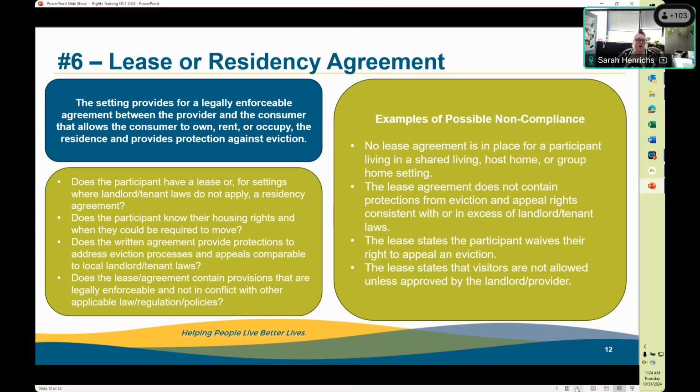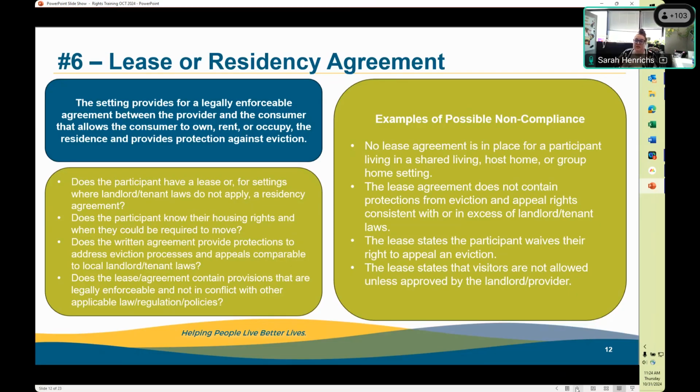Does the participant know their housing rights and when they could be required to move, like how much notice they would have to be given and things like that? Does the written agreement provide protections to address eviction processes and appeals that are comparable to local landlord-tenant laws? And this is an area that I don't know a ton about. I've actually had to do some research and educate myself on it in relation to a few things.